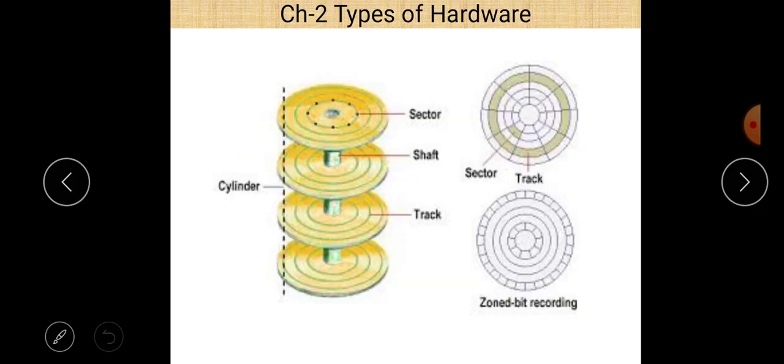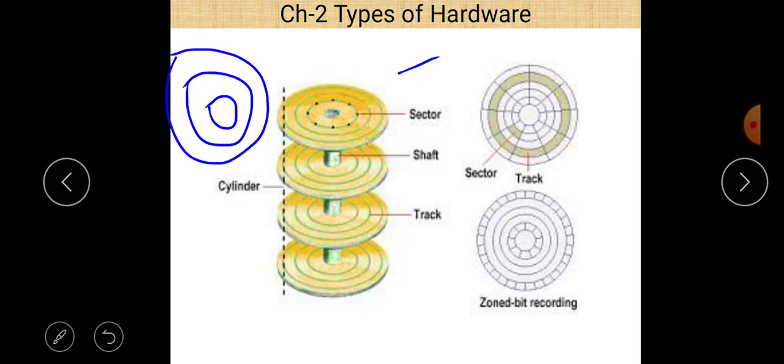This is the diagram of a hard disk. You can easily see it on the screen. So first of all, a hard disk is a magnetic disk, and a hard disk is divided into cylinders, tracks and sectors. That is the diagram of a hard disk. When we talk about sectors or tracks, tracks are nothing but concentric circles, just like that. These are the concentric circles, and these are called the tracks.